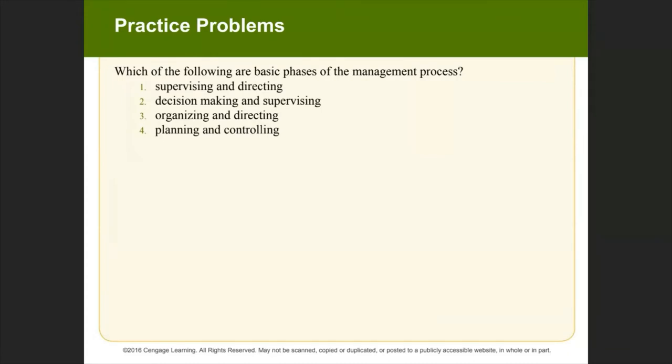Which of the following are basic phases of the management process? Planning and controlling.